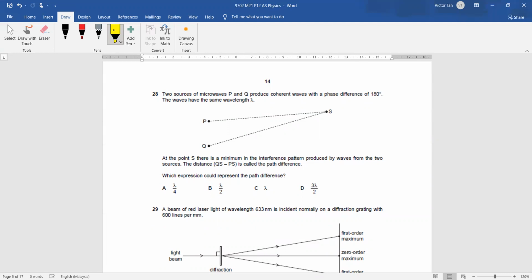Which expression could represent the path difference? So if they are in phase, if it's a minimum, the path difference is multiples of half wavelength. But if the phase difference is 180 degrees, then to be a minimum, the path difference must be multiples of lambda.